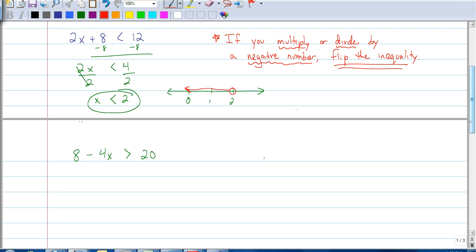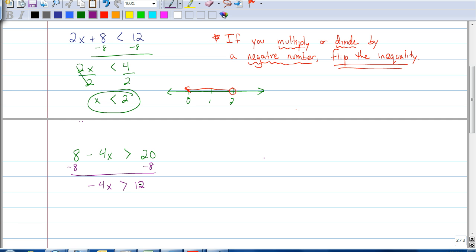Let's look at another example. Here we have 8 minus 4x is greater than 20. Again, we solve this just like we would any other equation. I want to get the x by itself. My first step in doing that is to get rid of this 8, so I'm going to subtract 8 from both sides. Well, 8 minus 8 is 0, but I'm left with negative 4x is greater than 20 minus 8, which is 12.